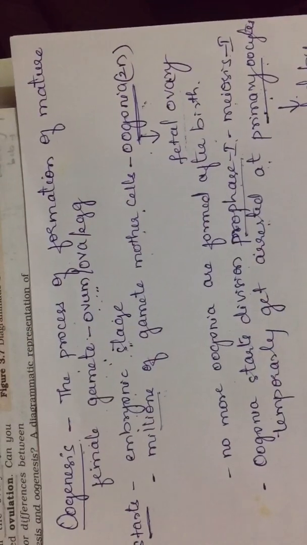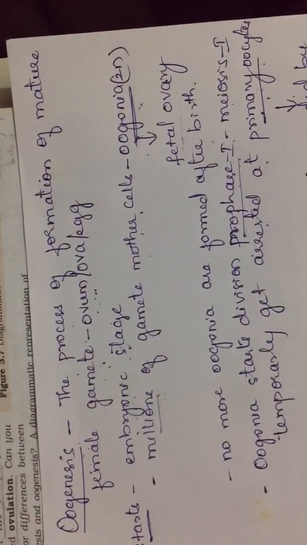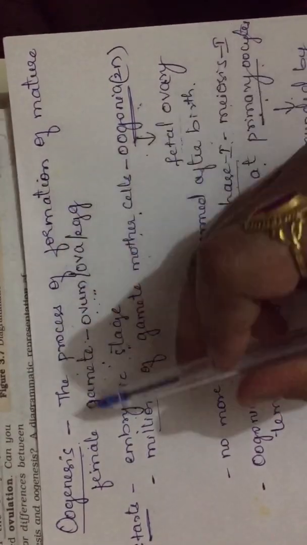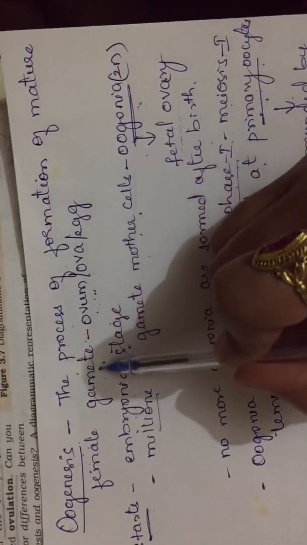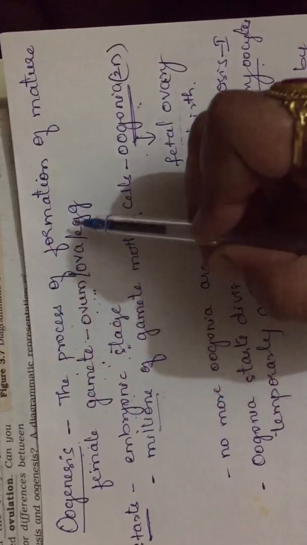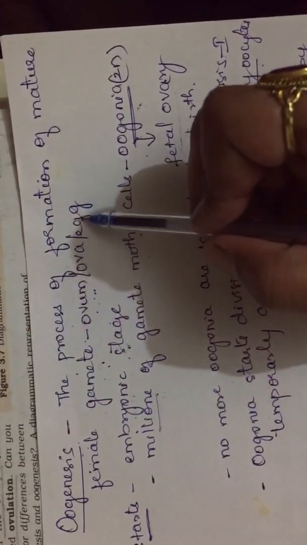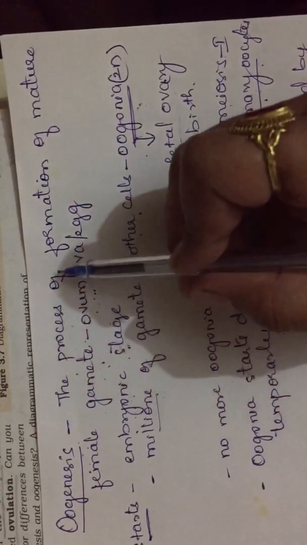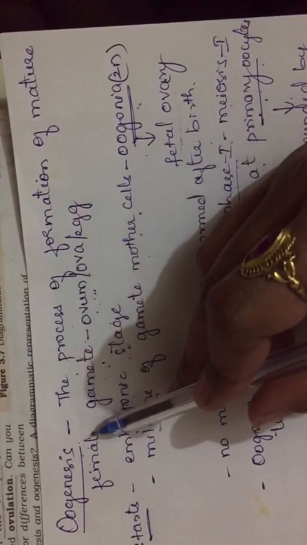So, oogenesis. In oogenesis you will find the process of formation of the mature female gamete. The process of formation of the mature female gamete is called oogenesis. That mature female gamete can be called an ovum, ova, or an egg. These are the different words we use for the mature female gamete. It is similar to spermatogenesis.